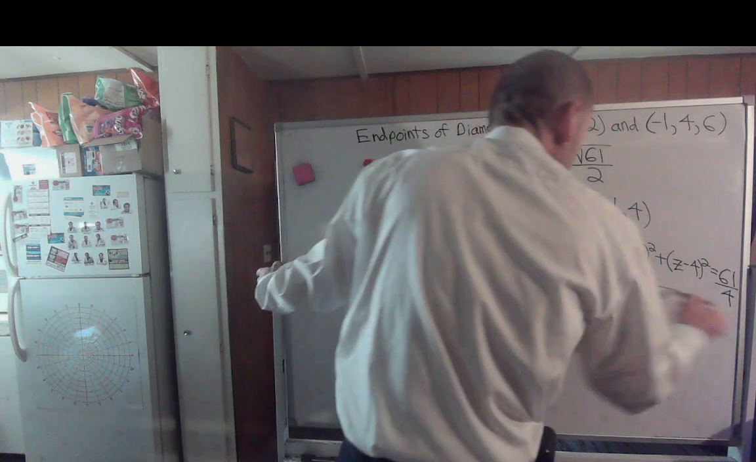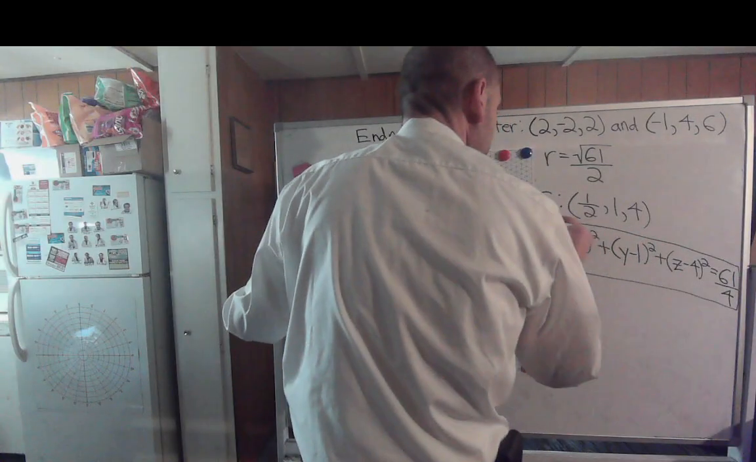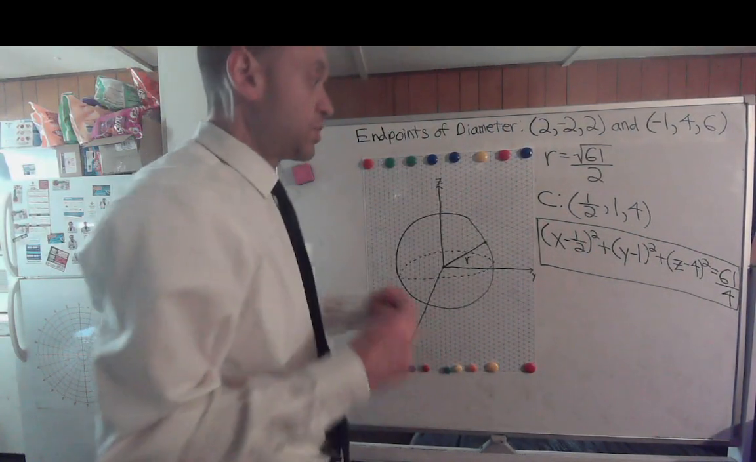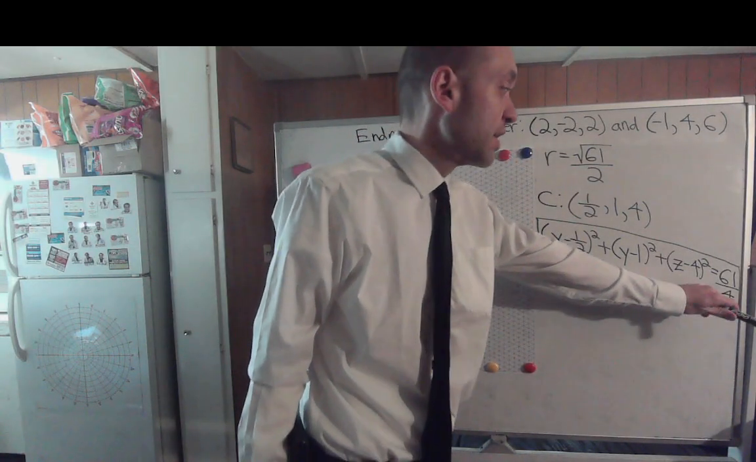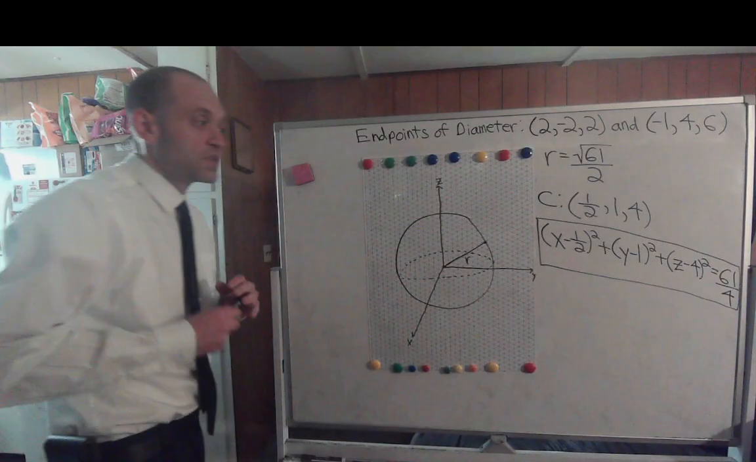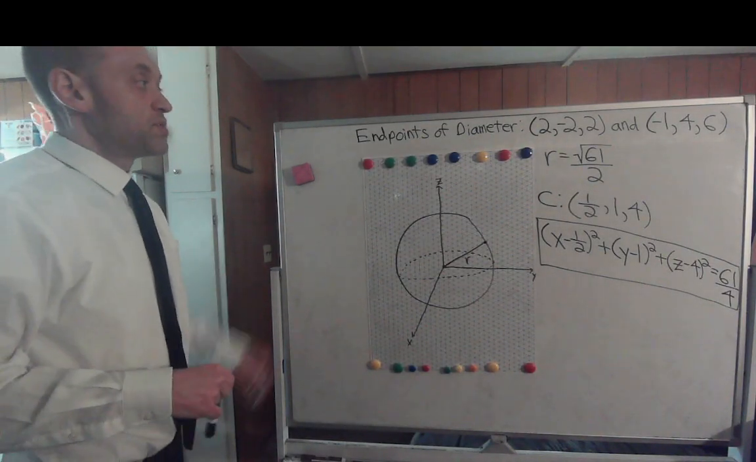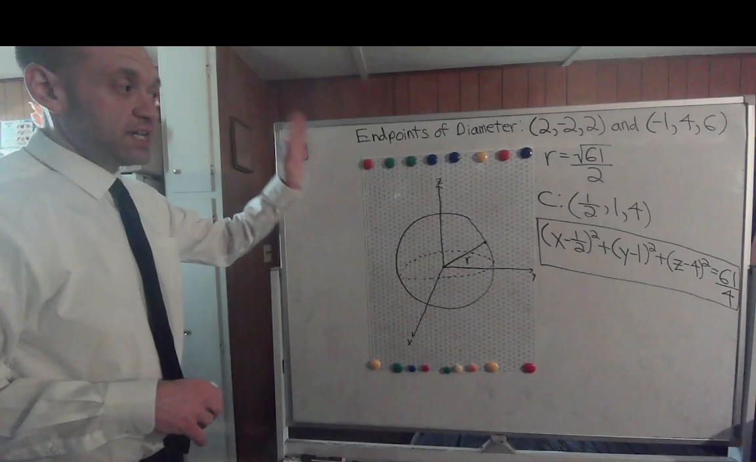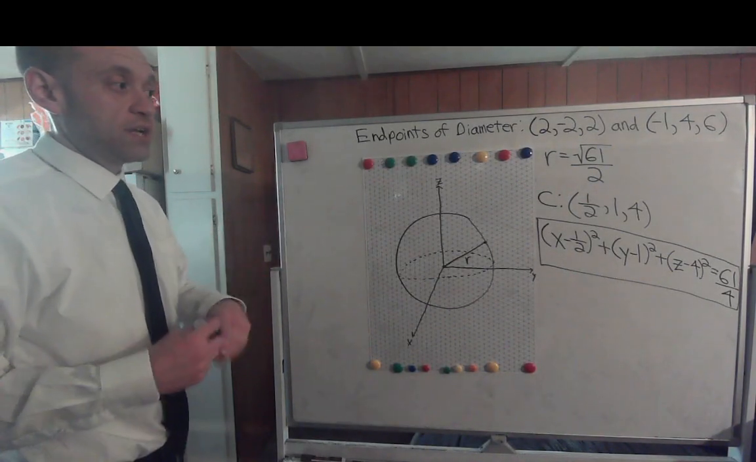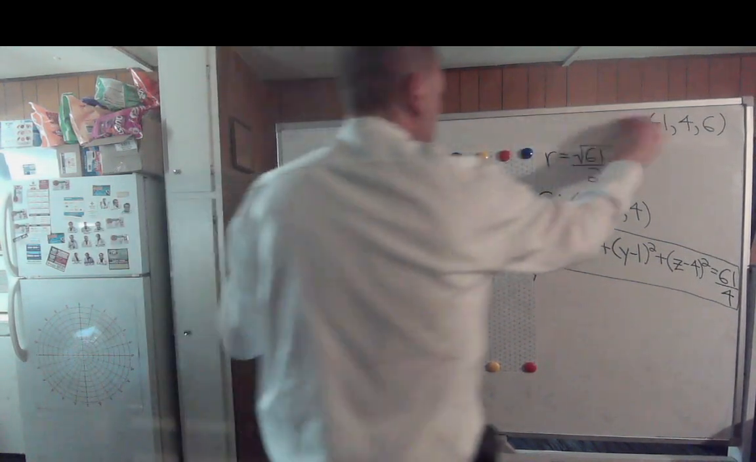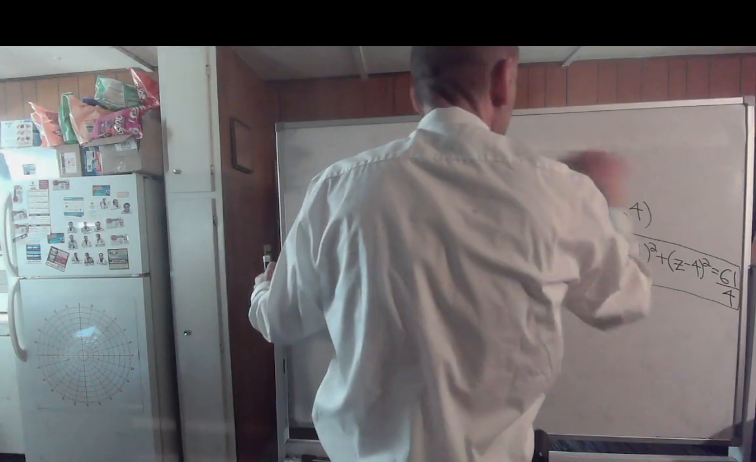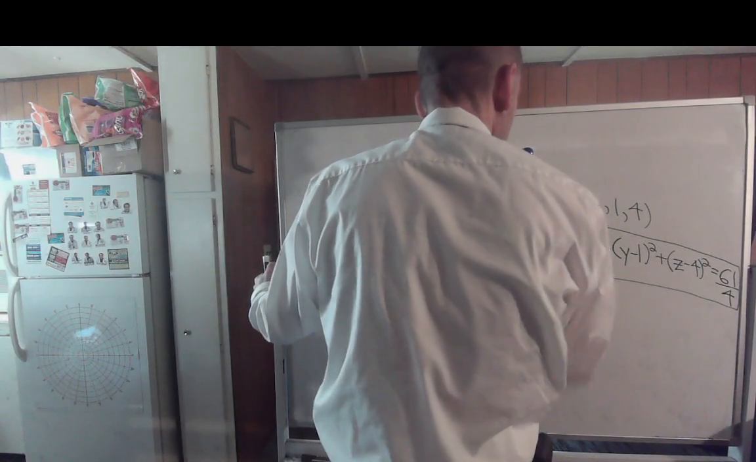So the equation of this sphere is going to be x minus 1/2 squared plus y minus 1 squared plus z minus 4 squared equals 61/4. Alright, so that was all the information given about a sphere and finding an equation. Now we're going to work in reverse, which if you ask me is easier. If I'm really being honest with you, I think it's easier.